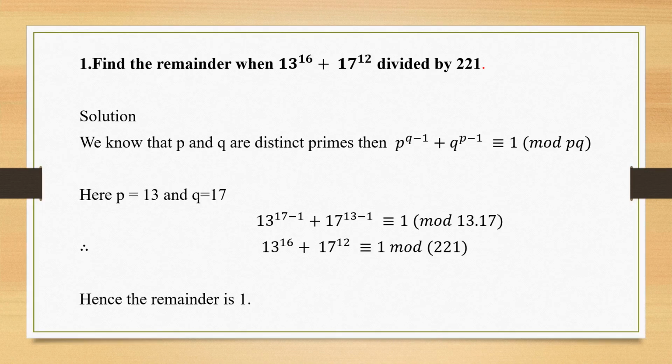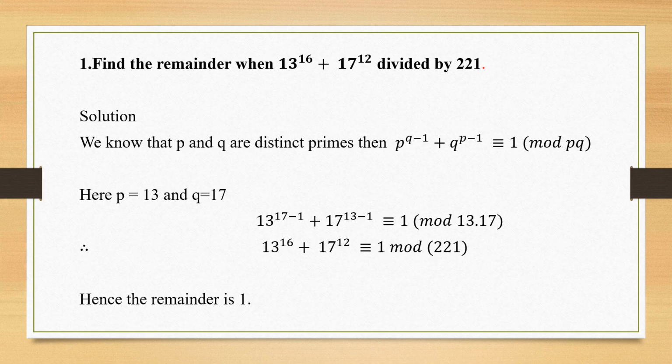Let's have the first problem. Find the remainder when 13 raised to the power of 16 plus 17 raised to the power of 12 is divided by 221.